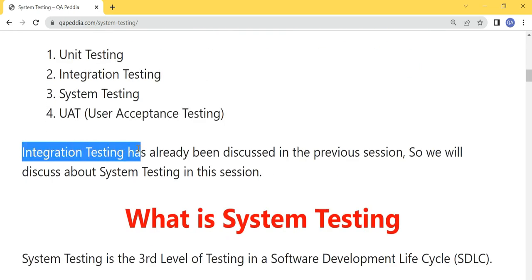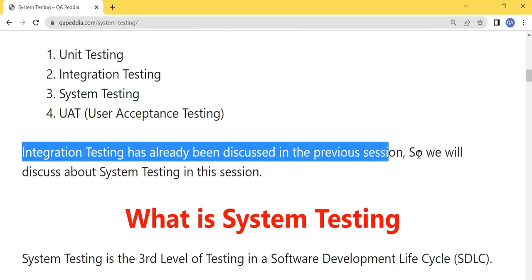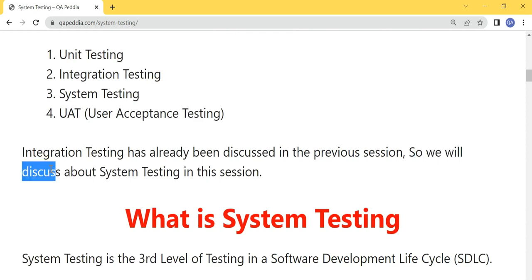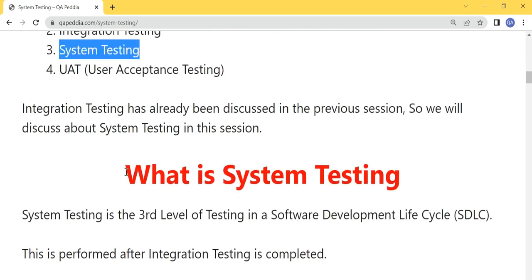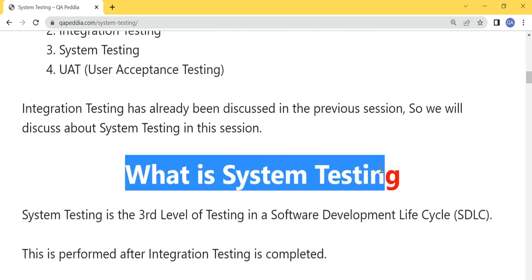Integration testing has already been discussed in our previous session. So we will discuss system testing in this session. Unit testing and integration testing we have already discussed. In this session we are going to discuss system testing. So let's see what is system testing.